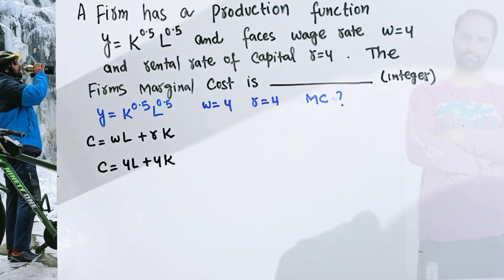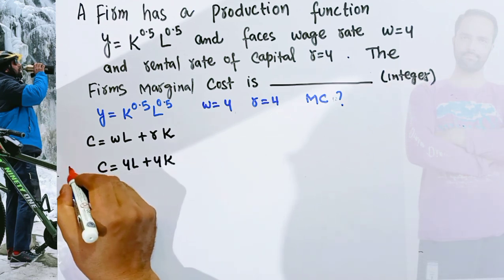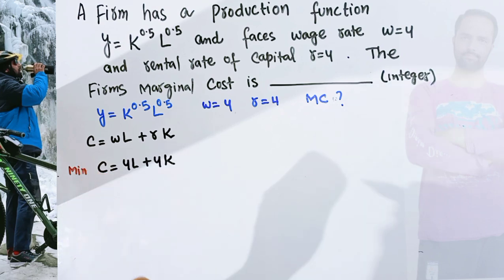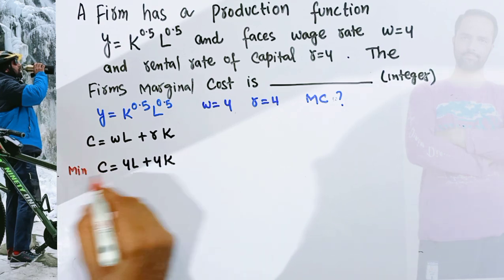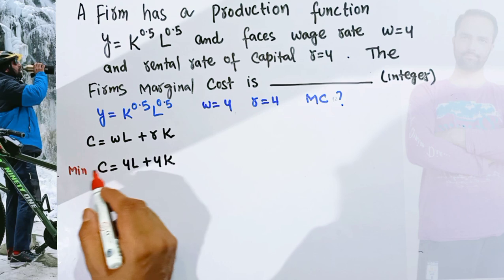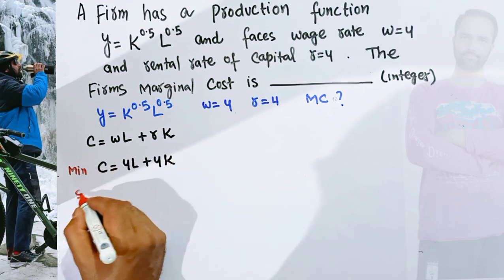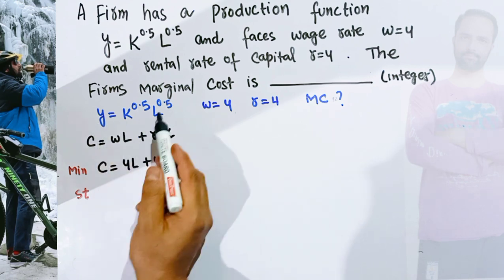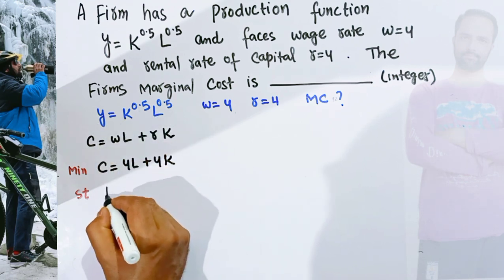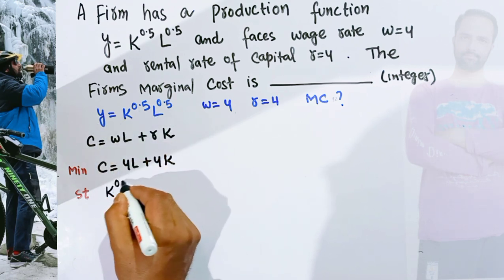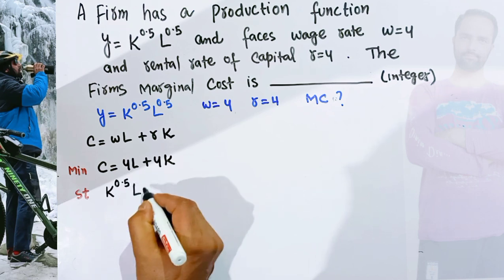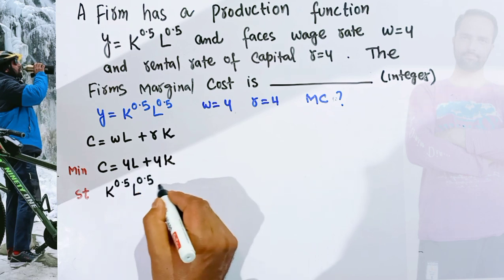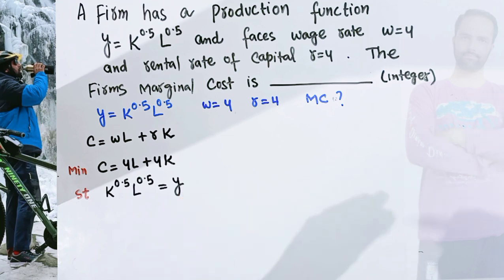Now the problem is we want to minimize cost. That is, we want to minimize this cost function subject to the production constraint. And what is the production constraint? This is our production constraint, that K^0.5 times L^0.5 should be equal to y.